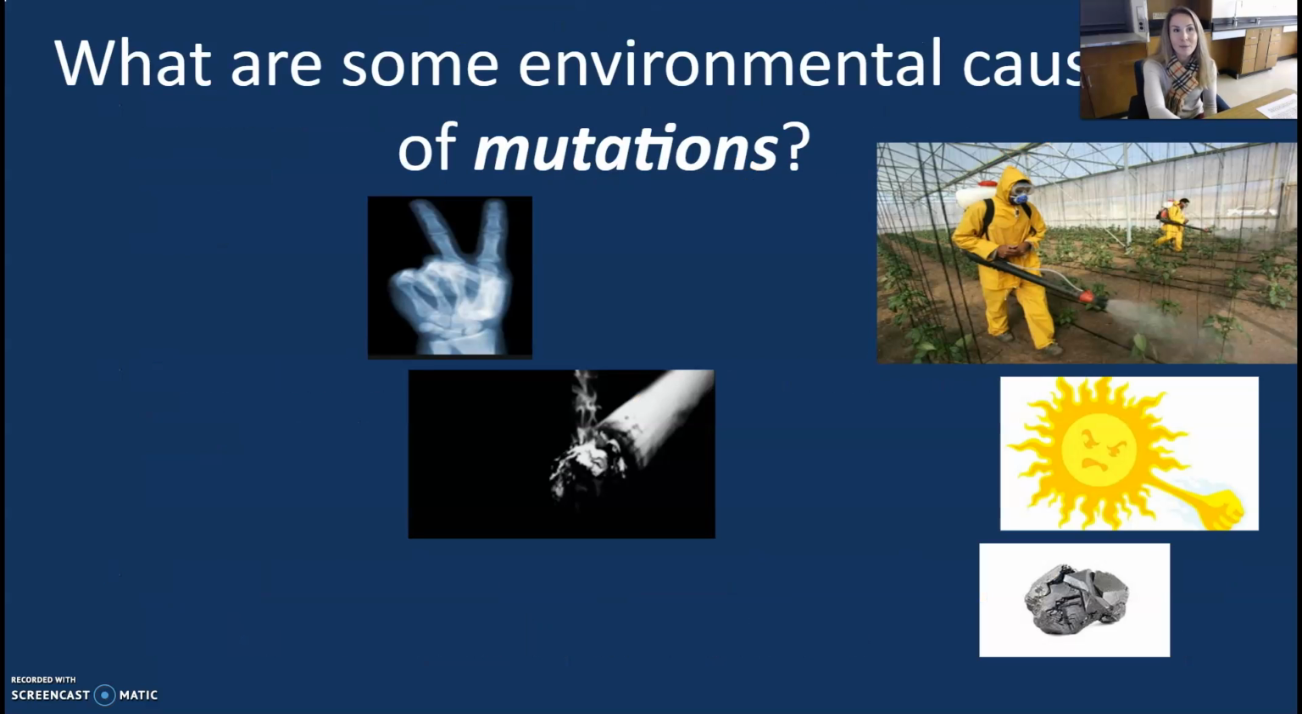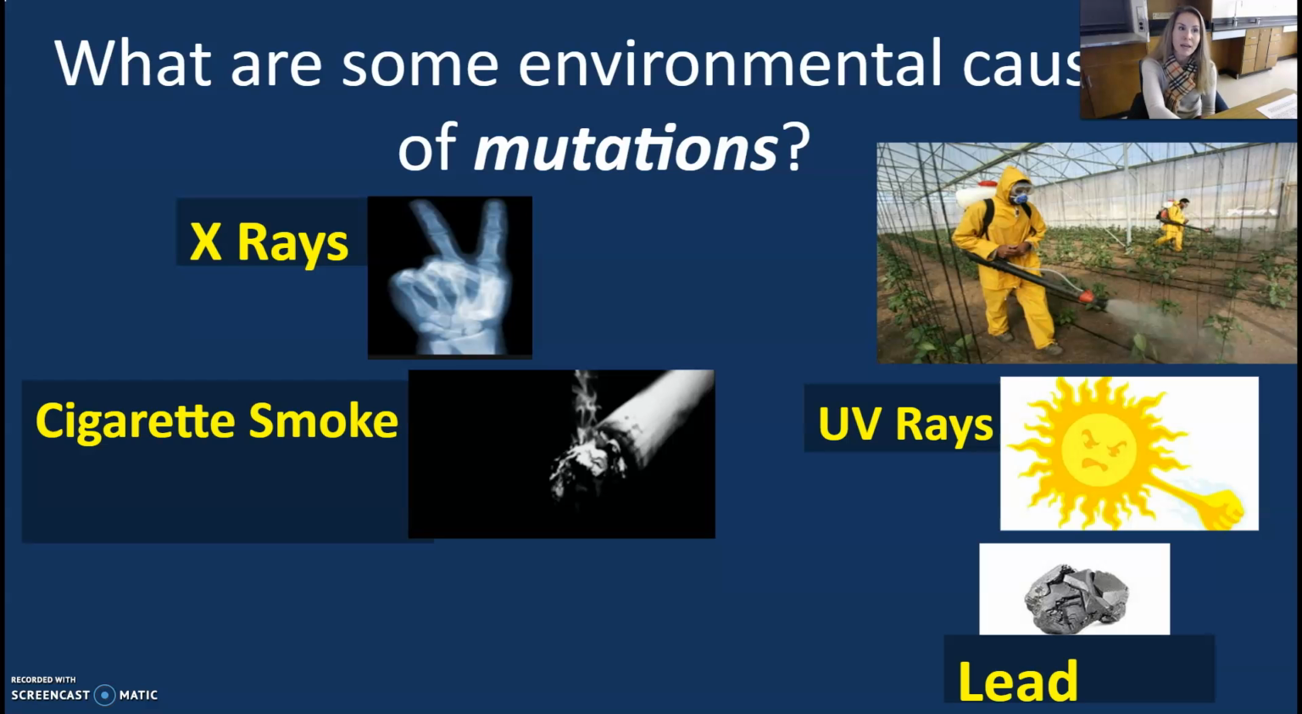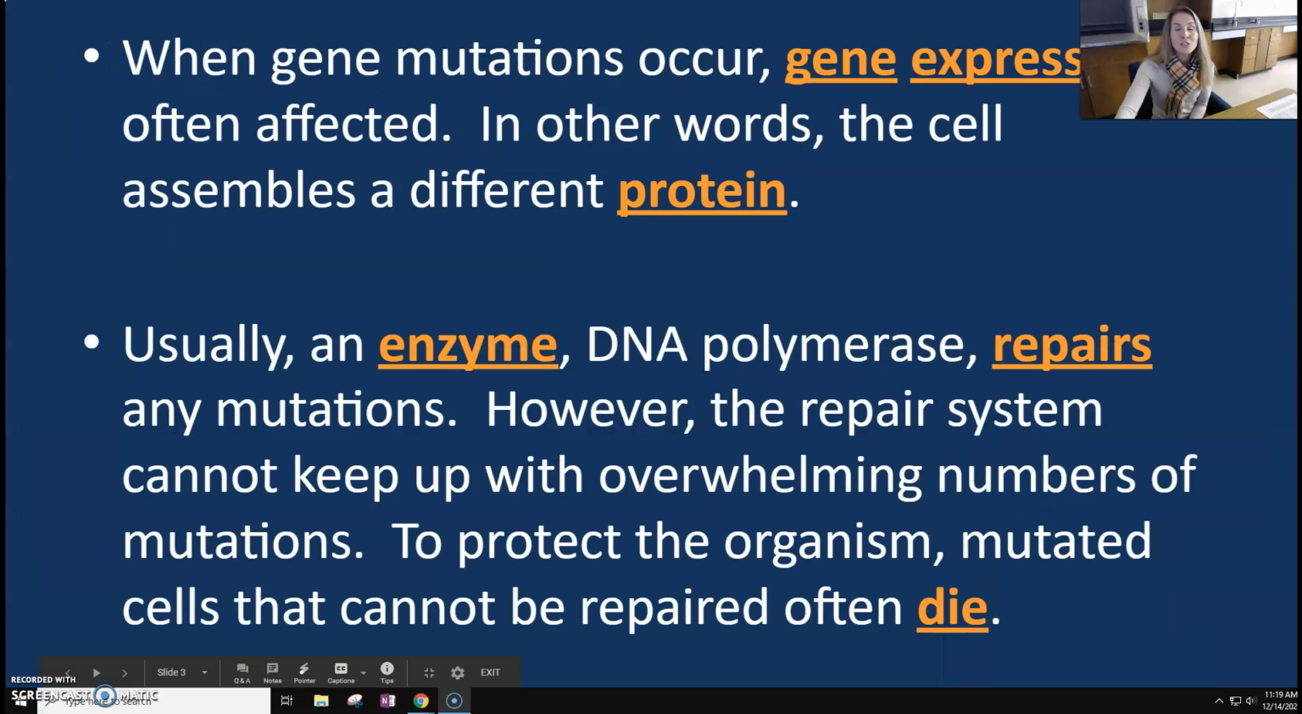So what are some environmental causes of mutations? Well, X-rays, UV rays, cigarette smoking, lead poisoning, and pesticides. When gene mutations occur, gene expression is often affected. Therefore, the cell assembles different proteins.